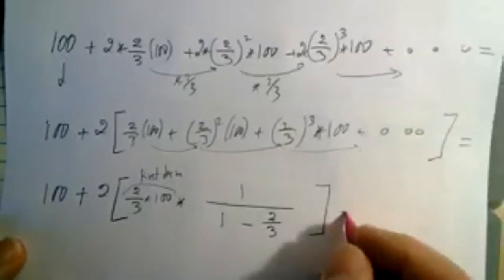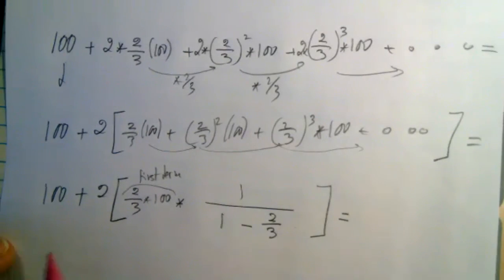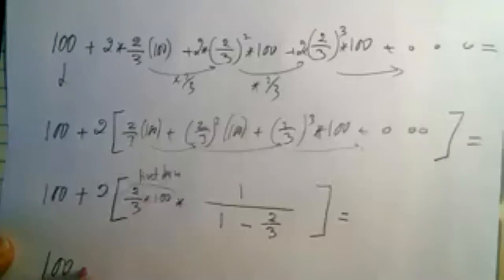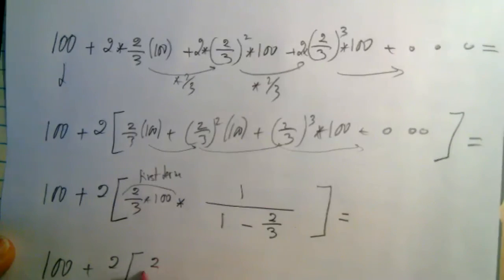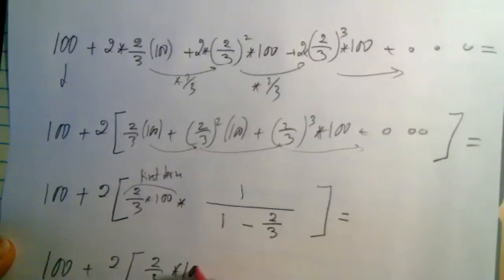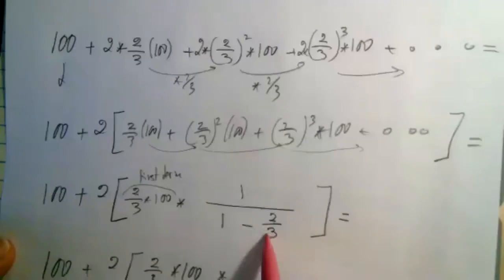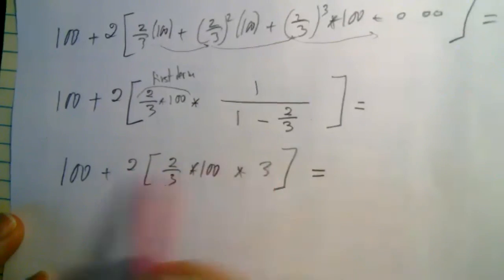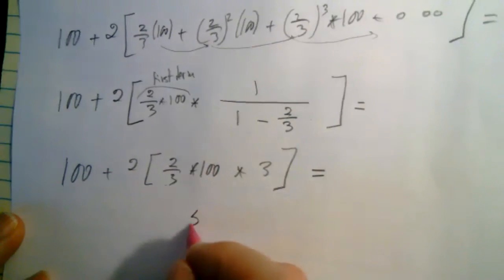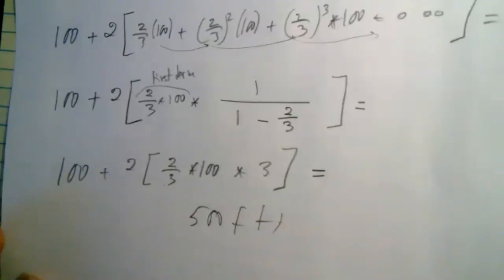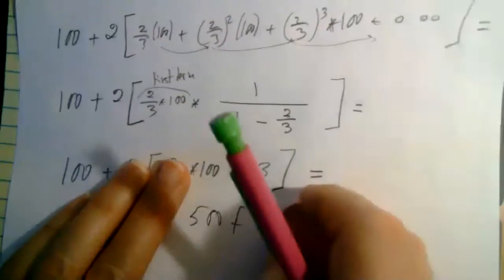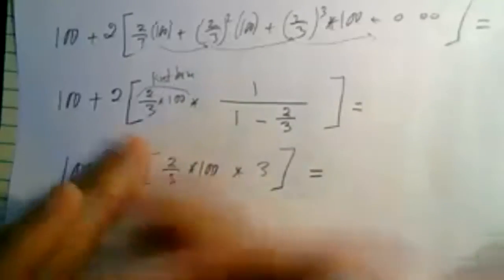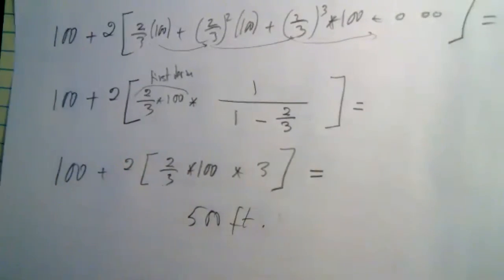So finally, I do the math and it's going to give me 100 plus 2 times 2/3 times 100 times 3 over (3 minus 2). So finally, the 3 and 3 cancel out. I have 100 plus 400. That's going to give me 500, whatever the unit, which is feet in this case. Okay.